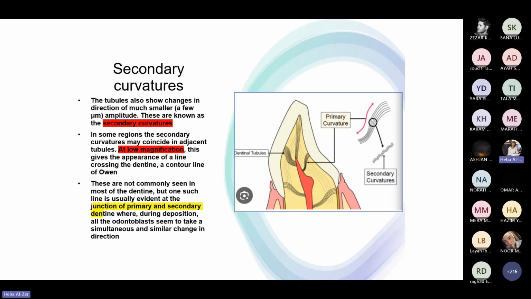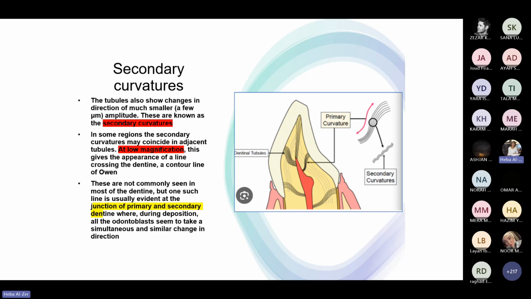Remember the S shape we just talked about in the crown? The S shape that is called the primary curvature of the dentinal tubules. If we have a bigger magnification of this primary curvature, we will see that there are a little bit small curvatures inside of it. These are called secondary curvatures. Remember that very well. Secondary curvatures.